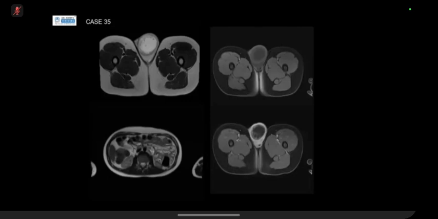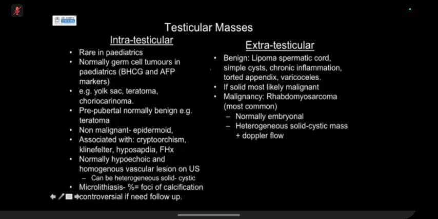So just think, sometimes we see extra testicular masses in the scrotum. So intratesticular masses are very rare in pediatric patients. Normally they occur in older patients in the second decade, and they're normally germ cell tumours, such as yolk sac tumours. So they will have raised beta-HCG or alpha-fetoprotein. Prepubertal patients who have testicular masses, intratesticular masses, they tend to be benign, such as teratomas, whereas the older children tend to present with the malignant masses.